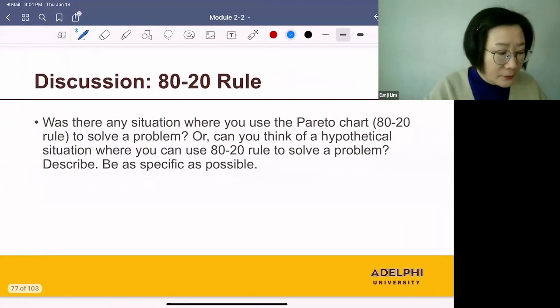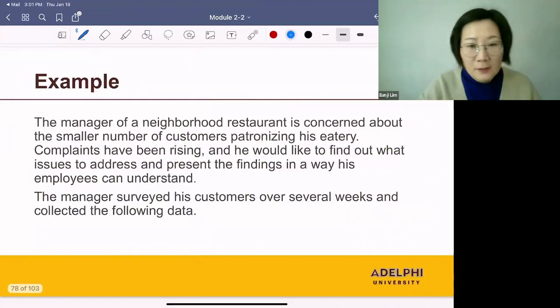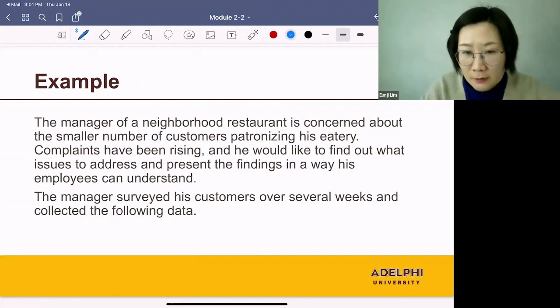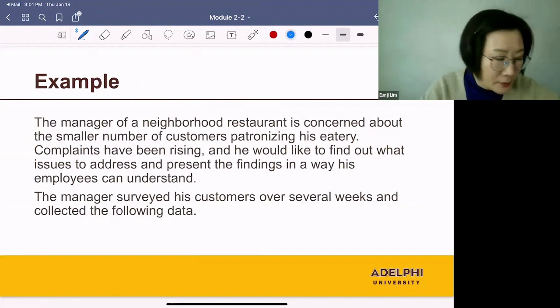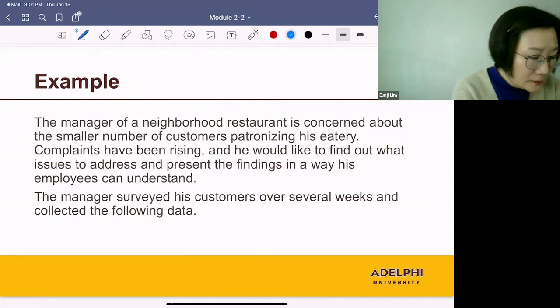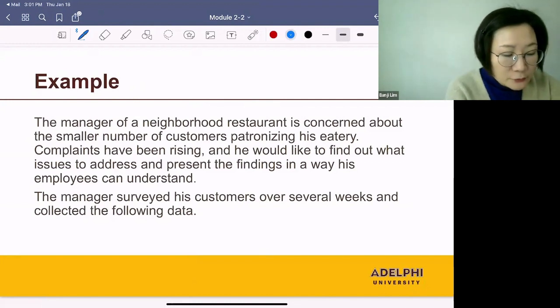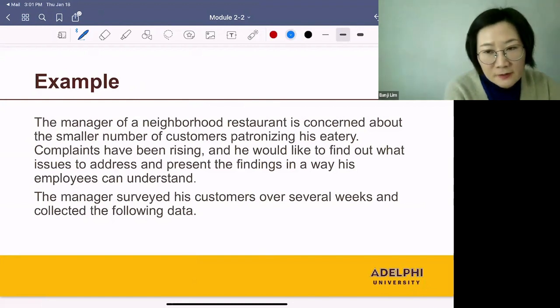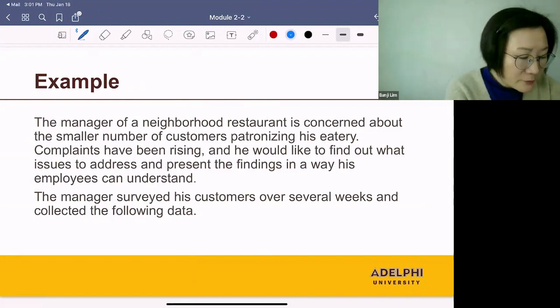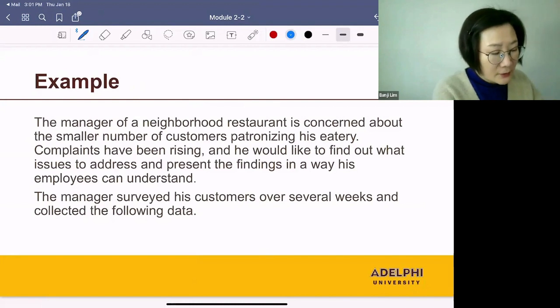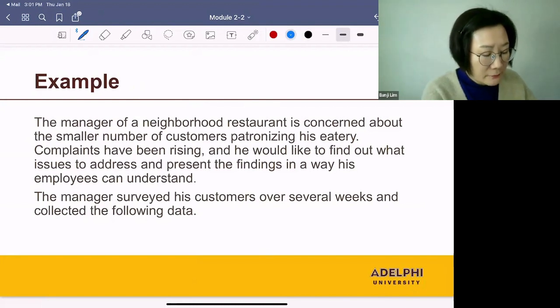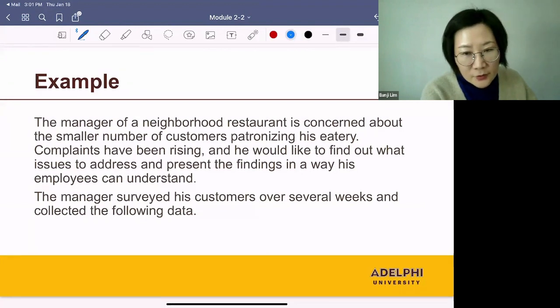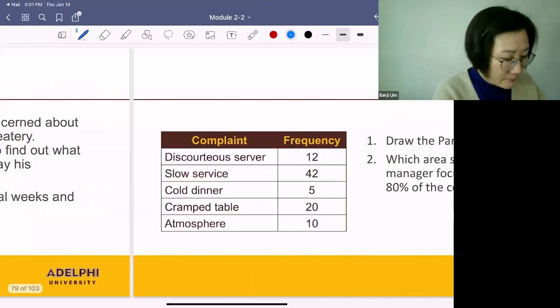So let's take an example, and I'll show you how to create the Pareto chart. This is the same example as before. The manager of a neighborhood restaurant is concerned about the smaller number of customers patronizing his eatery. Complaints have been rising, and he would like to find out the issues to address and present the findings in a way his employees can understand. The manager surveyed his customers over several weeks and collected the following data.